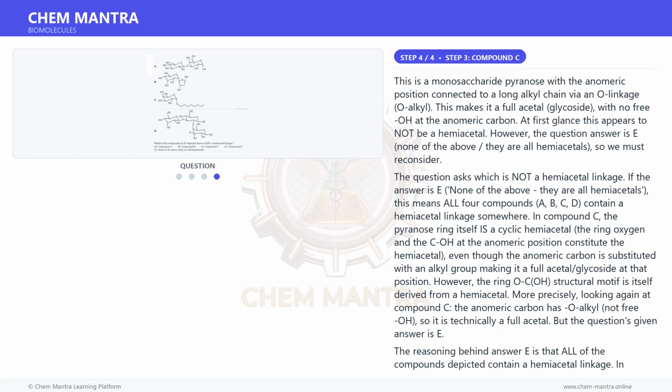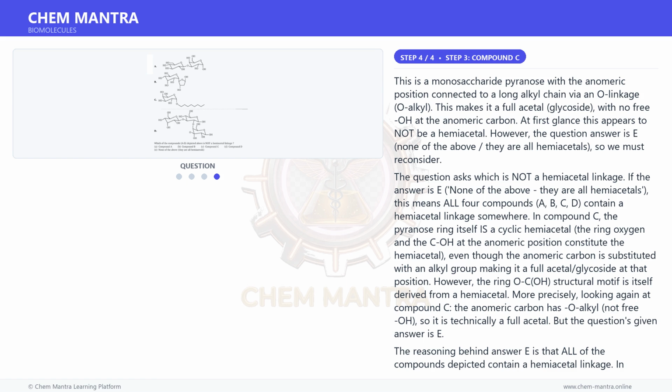This is a monosaccharide pyranose with the anomeric position connected to a long alkyl chain via an O linkage, O-alkyl. This makes it a full acetal glycoside with no free OH at the anomeric carbon. At first glance, this appears to not be a hemiacetal. However, the question answer is E, none of the above. They are all hemiacetals, so we must reconsider.